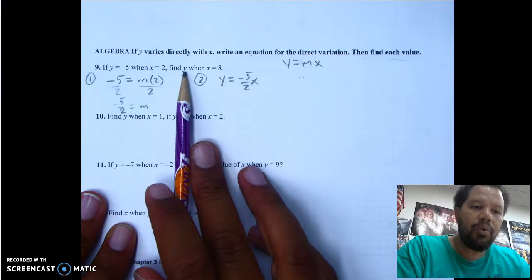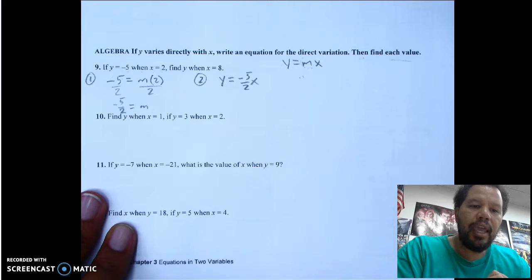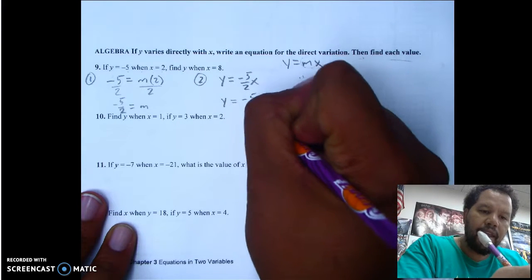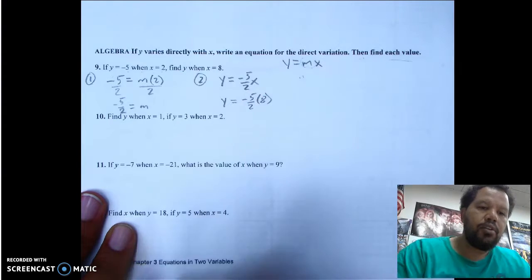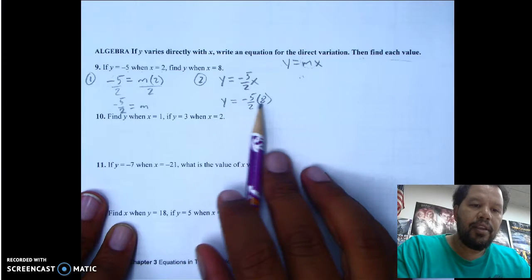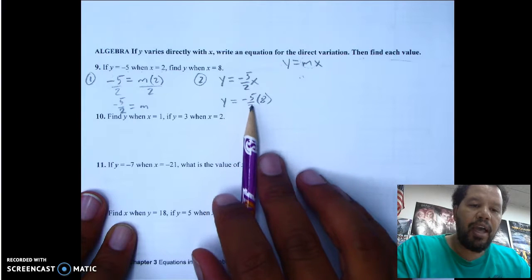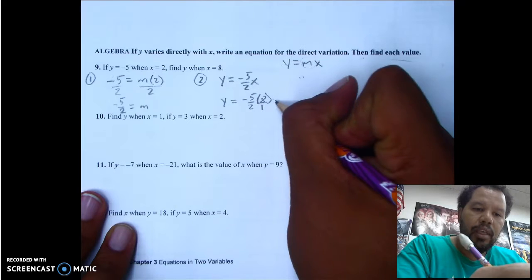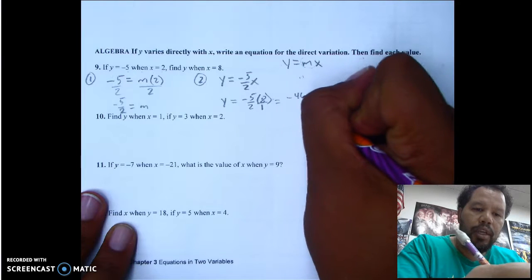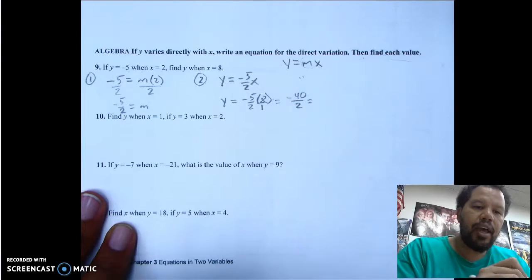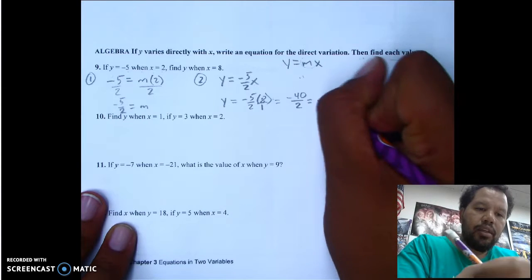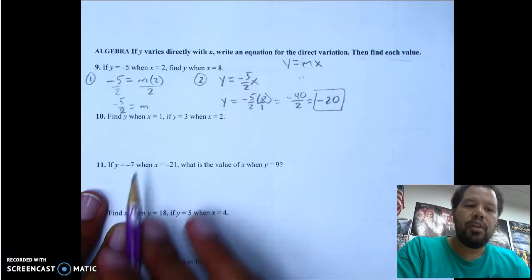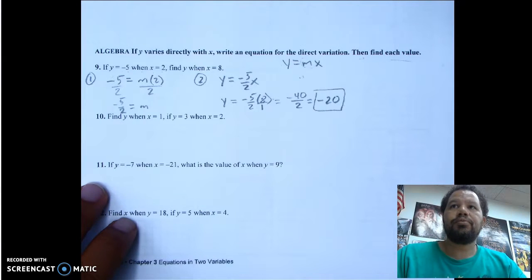Now we want to find what y would equal when x is equal to 8. So how do we do that? We just plug in 8 for x and solve. So now we're going to go -5 over 2 times 8. And we can put the 8 over 1, which makes this a -40 over 2. And that simplifies to be negative 20. So y would be negative 20 when x is 8 from this direct variation.